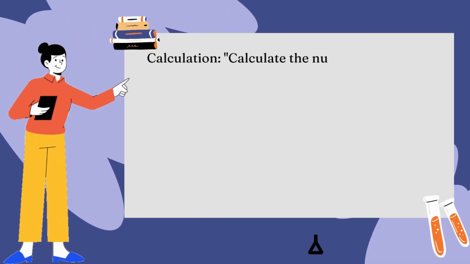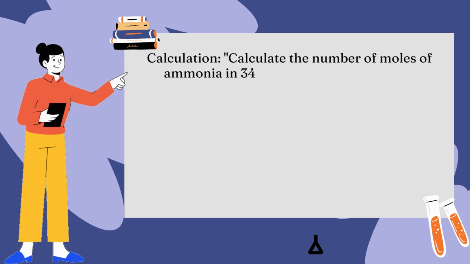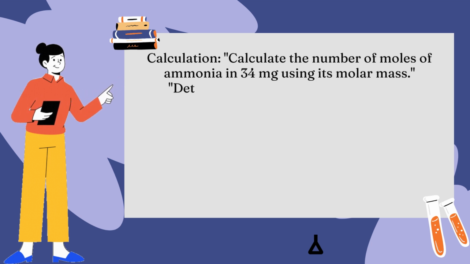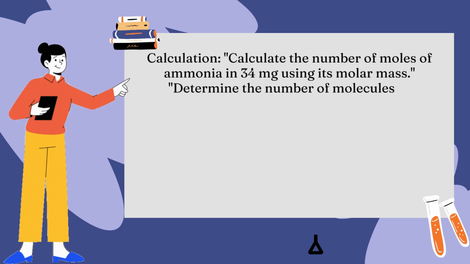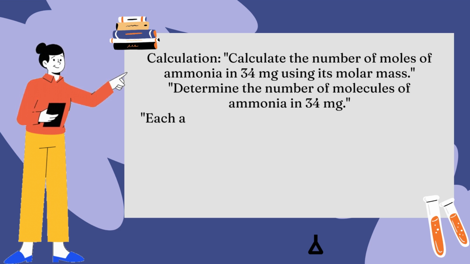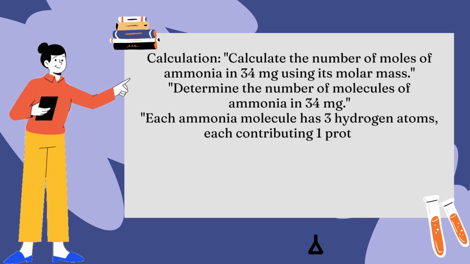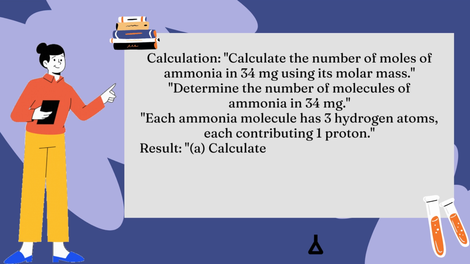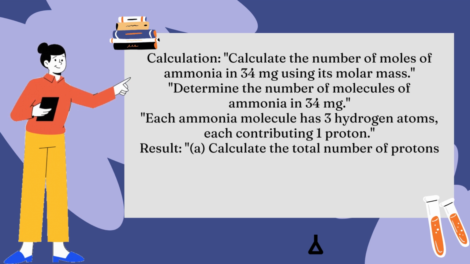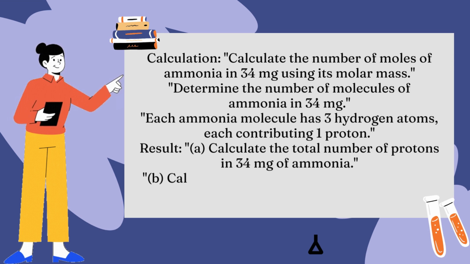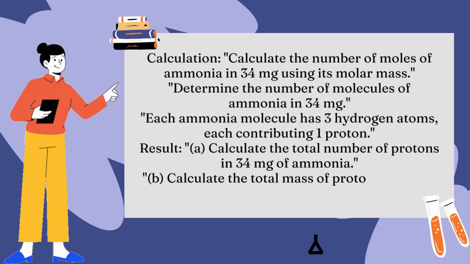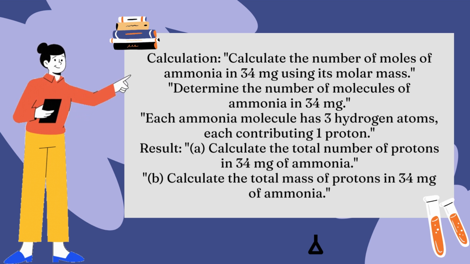Calculation. Calculate the number of moles of ammonia in 34 milligrams using its molar mass. Determine the number of molecules of ammonia in 34 milligrams. Each ammonia molecule has 3 hydrogen atoms, each contributing 1 proton. Result. A. Calculate the total number of protons in 34 milligrams of ammonia. B. Calculate the total mass of protons in 34 milligrams of ammonia.